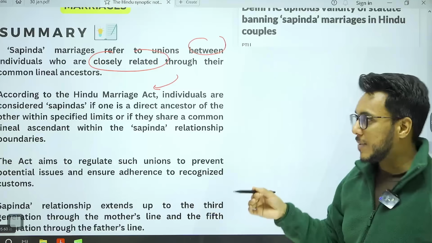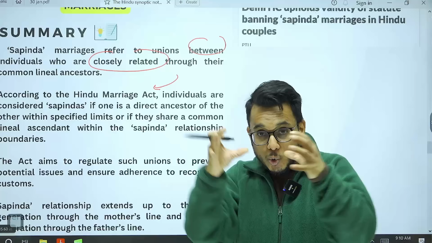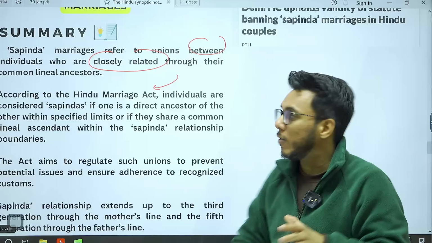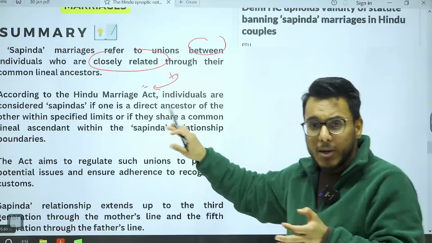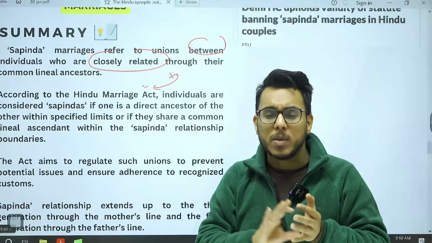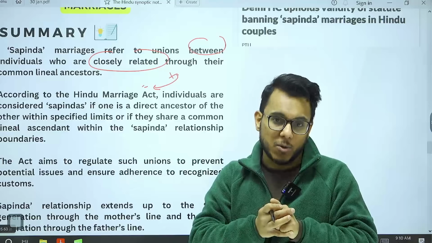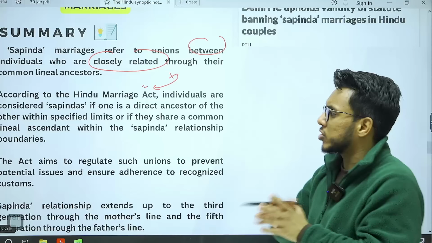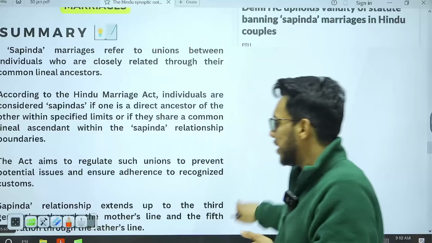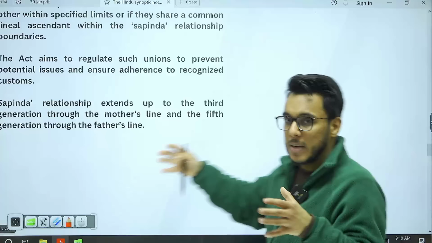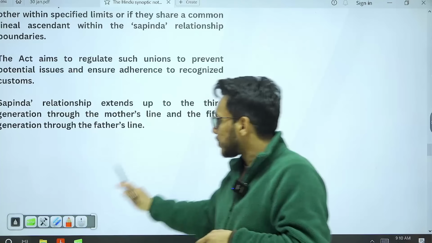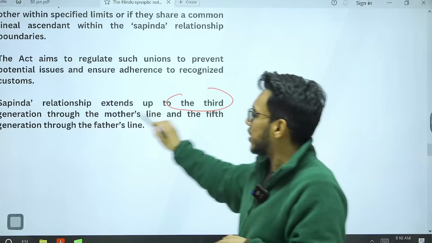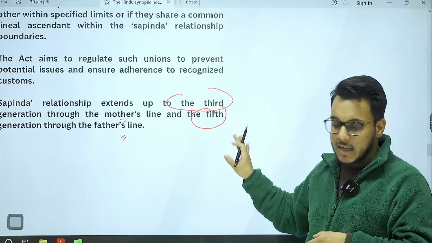Now, it has been said that sapinda marriage, that is marriage between two people who are closely linked through their ancestors, is a kind of incest. It is a kind of marriage between brother and sister. So therefore, sapinda marriages are not allowed under the Hindu Marriage Act. Certain people questioned how you can restrict marriage between two people, since it is their individual choice. So this matter reached the Delhi High Court, and the Delhi High Court said that such a restriction can be imposed. Sapinda relationships are relations between people who are closely related through a common ancestor, and sapinda relations extend up to the third generation through the mother's line and up to the fifth generation through the father's line. So if you are related, then the marriages are not allowed.